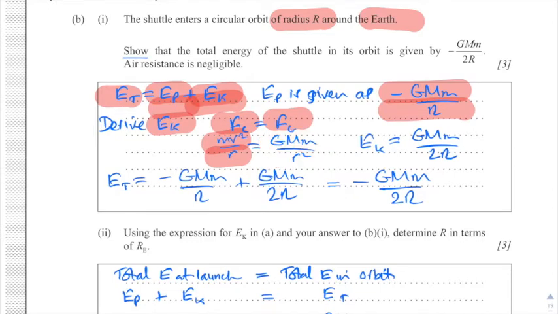So what we now need to do, I'll take those bits out of the way and delve in a little bit. We've got mv squared over r on the left-hand side, GMm over r squared on the right-hand side.